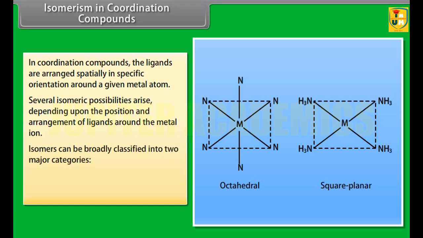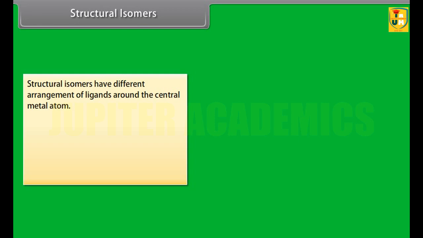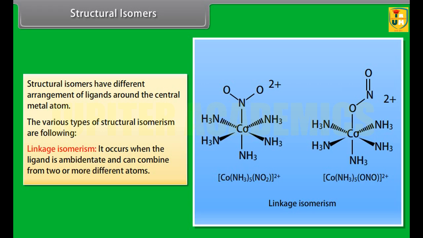Isomers can be broadly classified into two major categories: structural isomers and stereoisomers. Structural isomers. Structural isomers have different arrangement of ligands around the central metal atom. The various types of structural isomerism are following. Linkage isomerism. It occurs when the ligand is ambidentate and can combine from two or more different atoms.